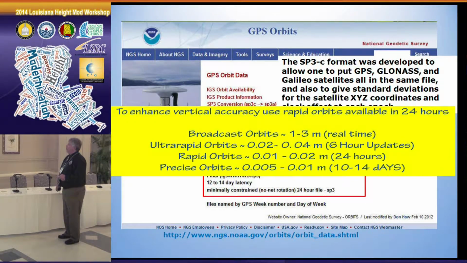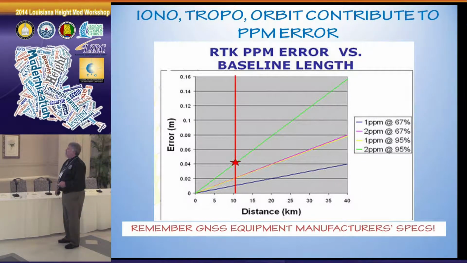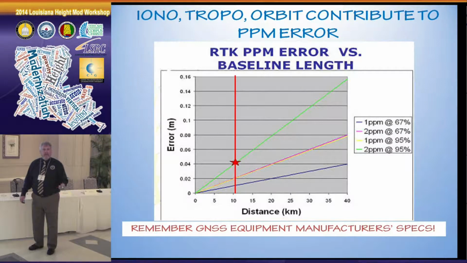1 to 3 meters, ultra rapid, 2 to 4 centimeters with 6-hour updates. Some RTN can use this kind of orbit information for real time. Rapid orbits, 1 to 2 centimeters, precise, 5 millimeters to 1 centimeter, 10 to 14 days. Rapid orbits are the ways to go for post-processing right now. So the part per million adds up, so you get 4 centimeters at 10 kilometers at 95% 3D. That would match manufacturer spec.